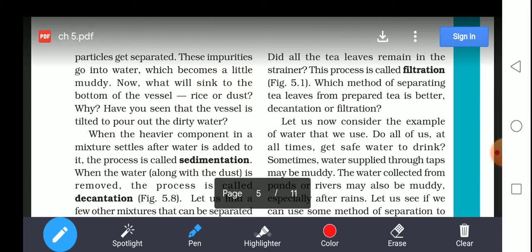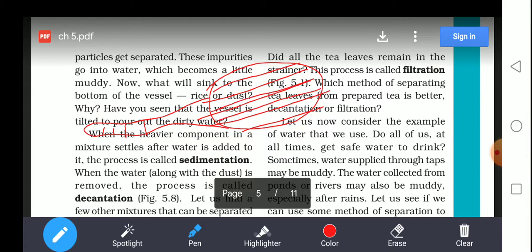Decantation is not much better compared to filtration. Filtration will remove according to the pore size. Pore means, suppose for example, this is a strainer. If you find this is a strainer, this is a handle, this is a strainer. You'll find here, like this it will be there.